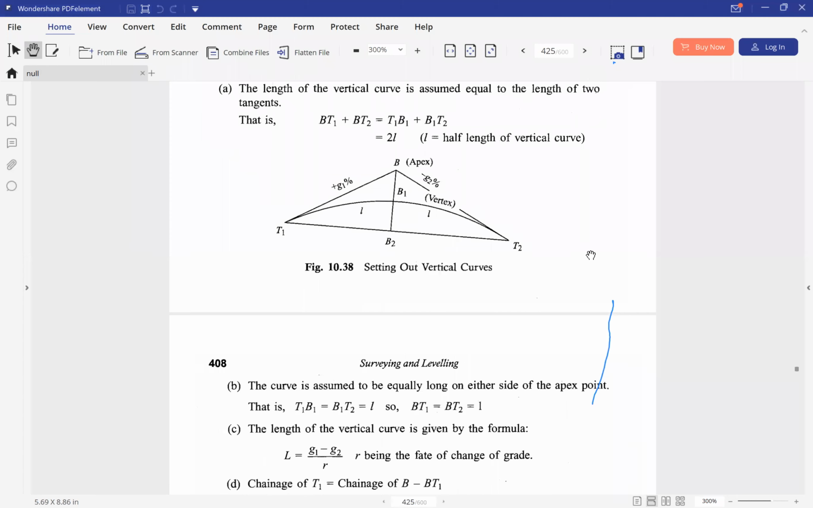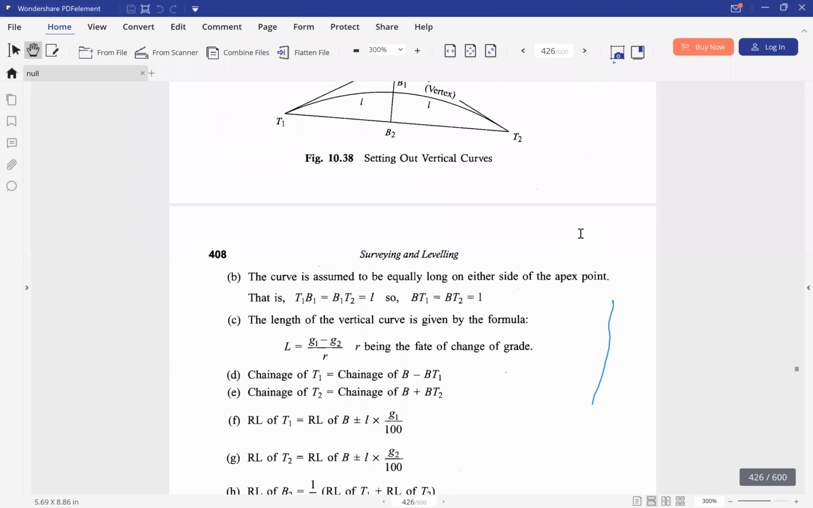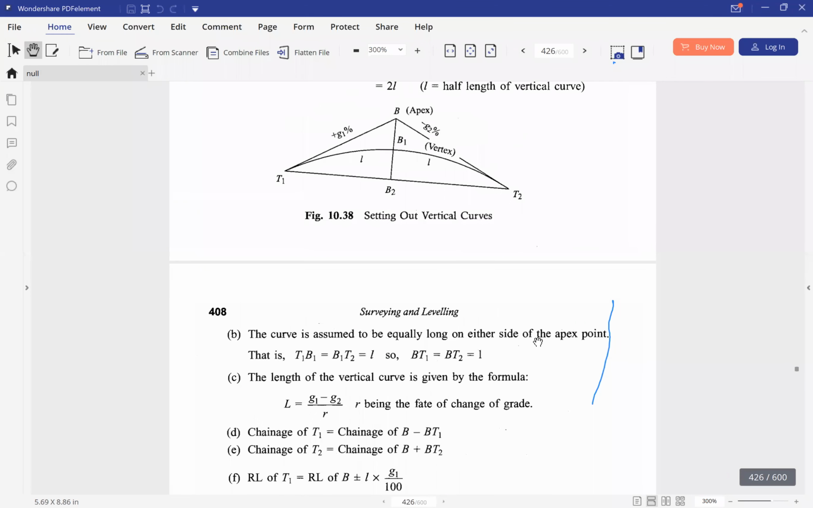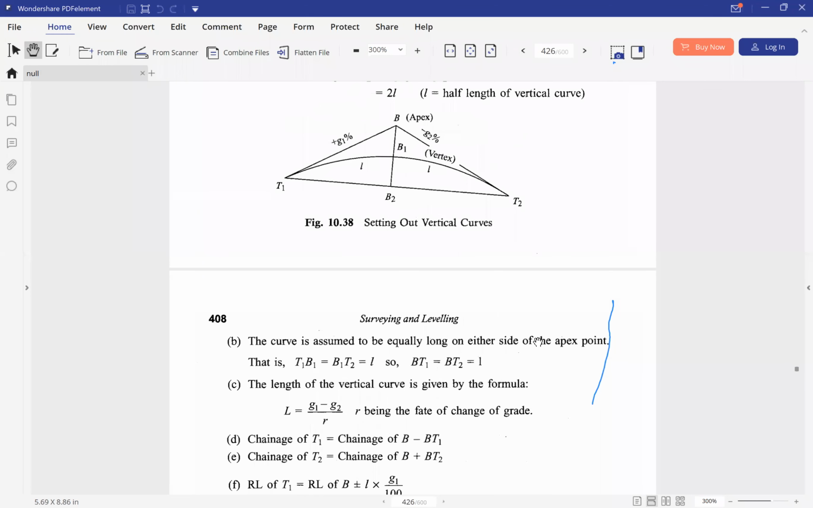The third is our relationship that we have discussed earlier. The length of the vertical curve is given by the formula L is equal to (G1 minus G2) over R, R being the rate of change of grade. And then the chainage of T1 will be equal to the chainage of B minus this length, and the chainage of T2 will be the chainage of B plus this tangent length, right?